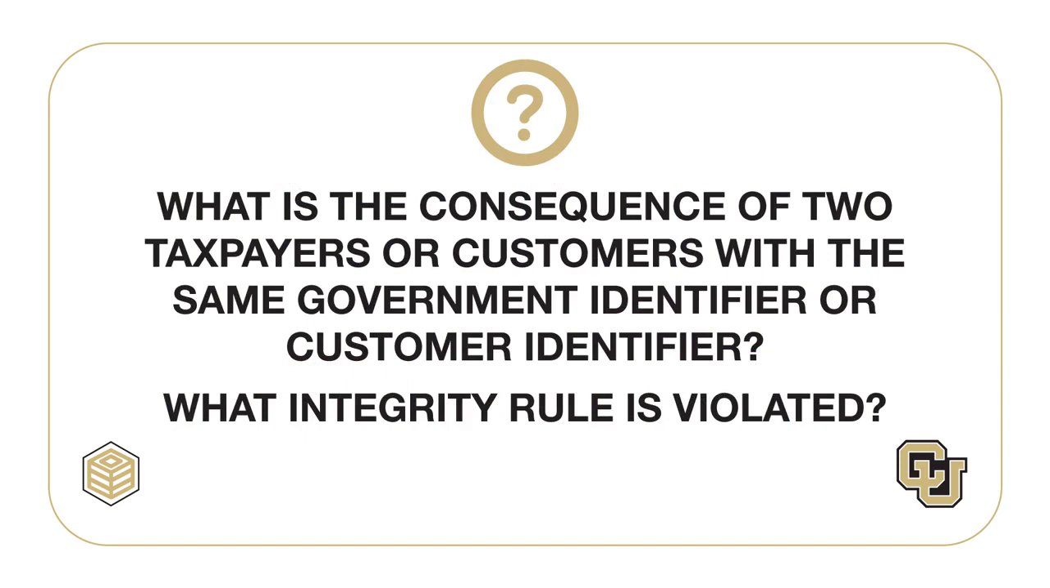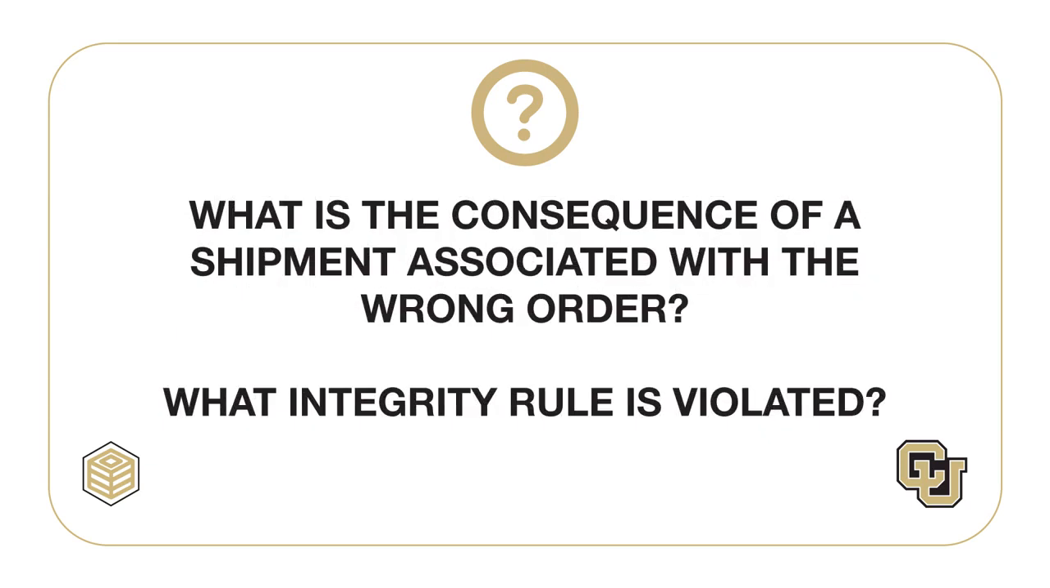Now let's return to the initial questions at the beginning of the lesson, with 2 new questions added pertaining to details covered in this lesson. What is the consequence of 2 taxpayers or customers with the same government identifier or customer identifier? What integrity rule is violated? What is the consequence of a shipment associated with the wrong order? What integrity rule is violated?